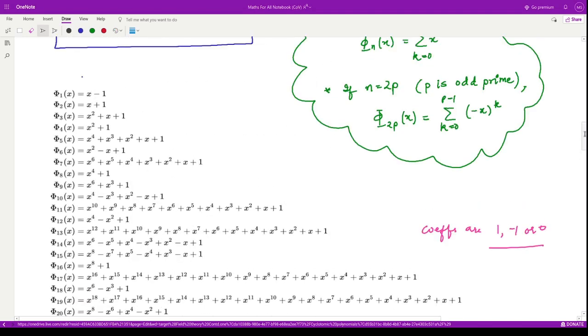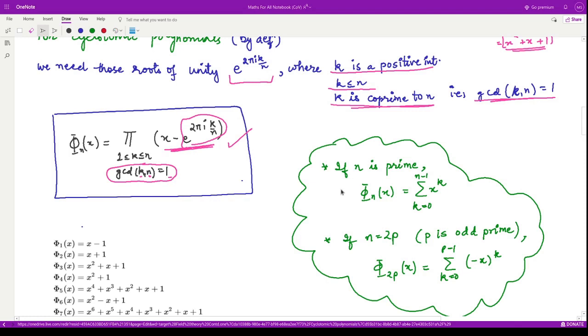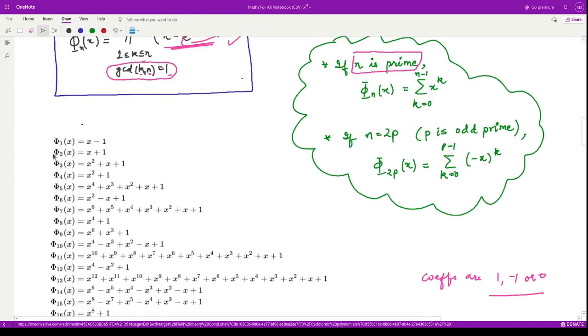Moreover, there are two formulas for special cases. When n is given to be prime, in that case we have phi n x, which is equal to the summation of x to the power k. So let us have a look. 2 is prime, therefore k should vary from 0 to n minus 1. So it should be 1 plus x to the power 1, since 2 minus 1 is equal to 1. So x to the power 1.